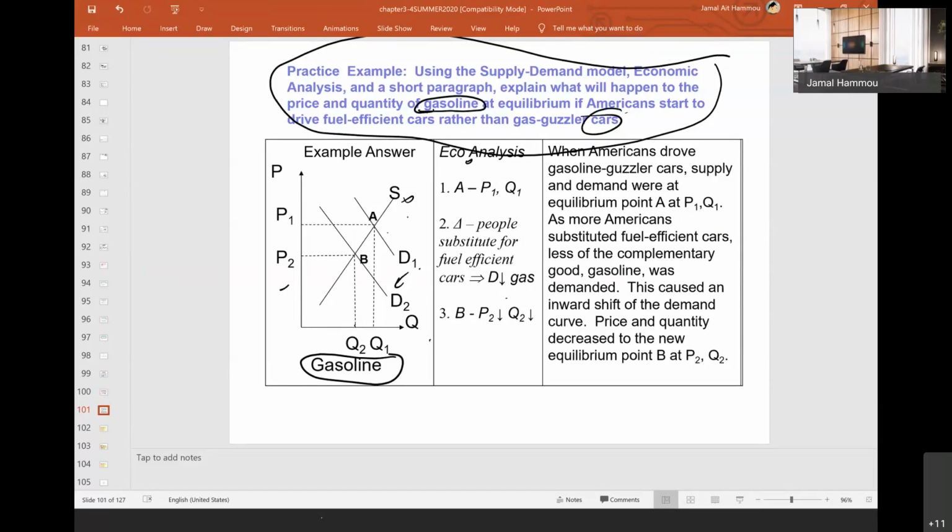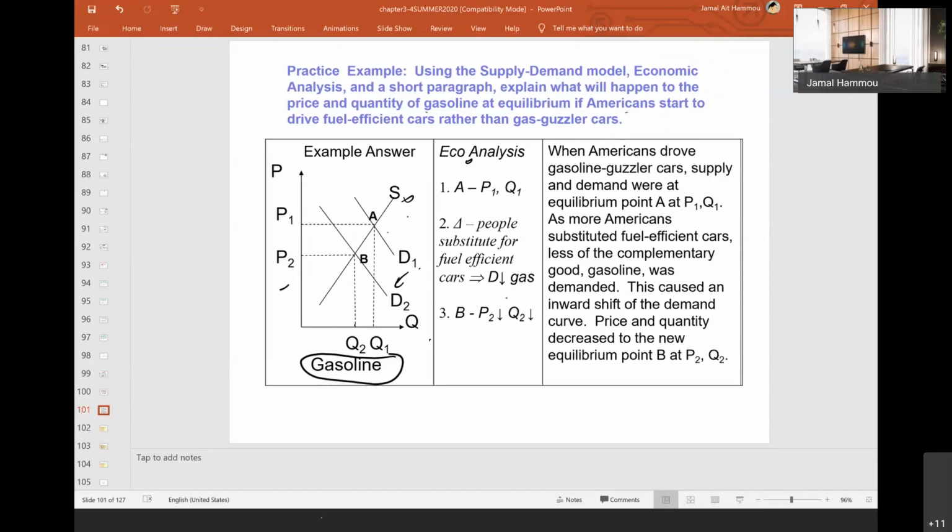And then the second question I have to answer in my analysis: what is the relationship between gasoline and cars, and how will that affect my analysis? Other stuff is just mechanical. When you're doing analysis, figuring out what happens is the hardest part. Once you know that, the other stuff is just moving graphs to the right or to the left, or whatever you want to do.